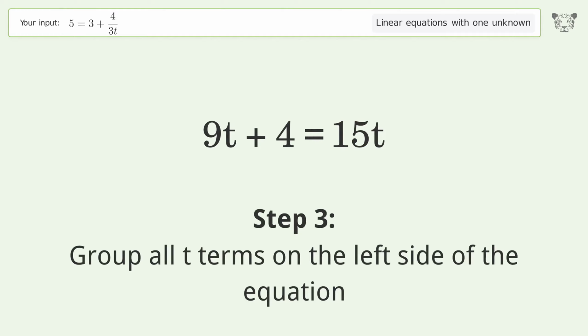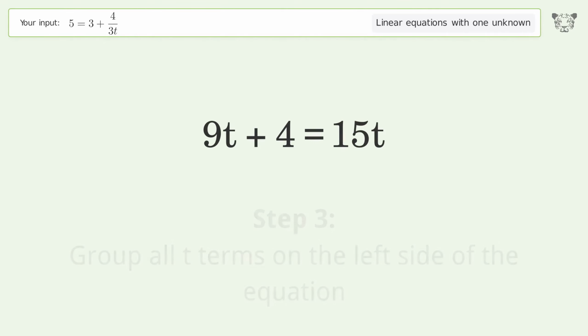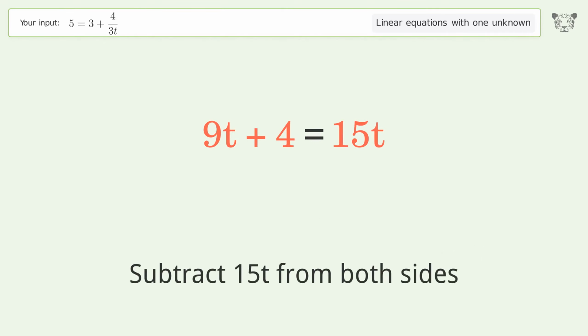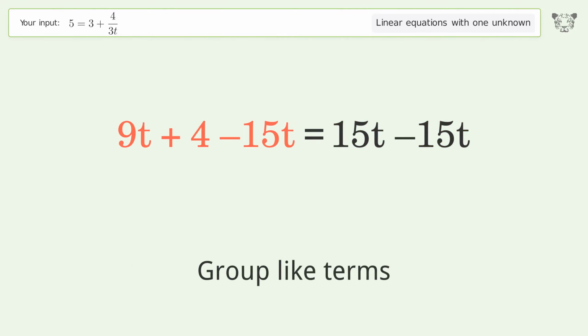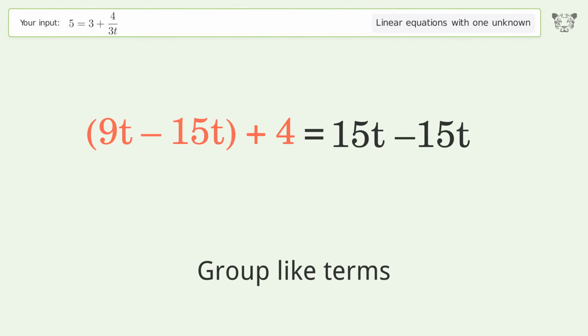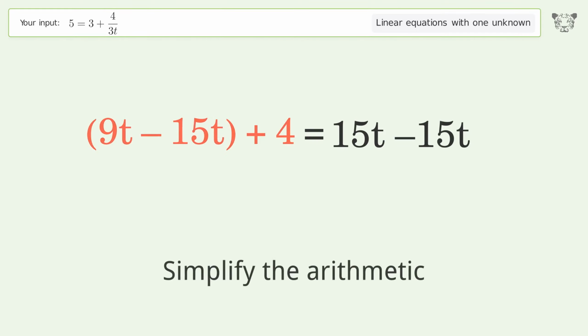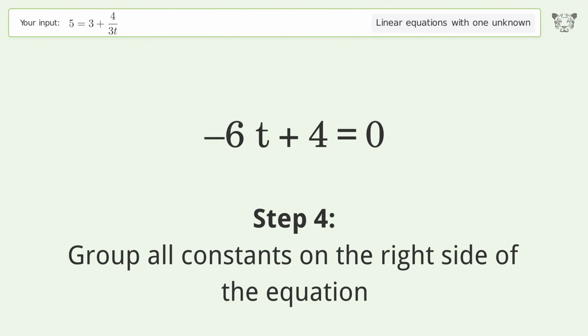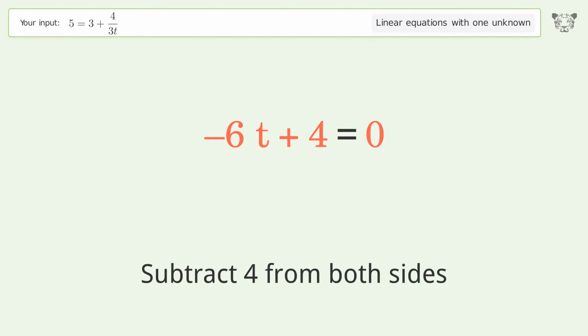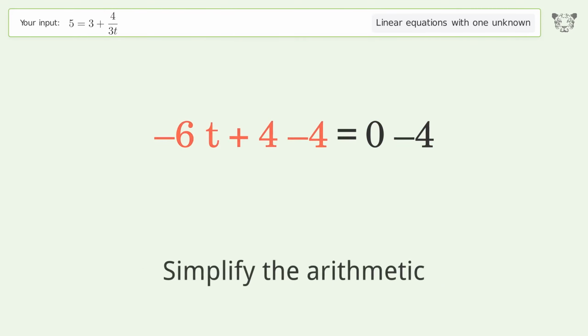Group all t terms on the left side of the equation. Subtract 15t from both sides. Group like terms. Simplify the arithmetic. Group all constants on the right side of the equation. Subtract 4 from both sides. Simplify the arithmetic.